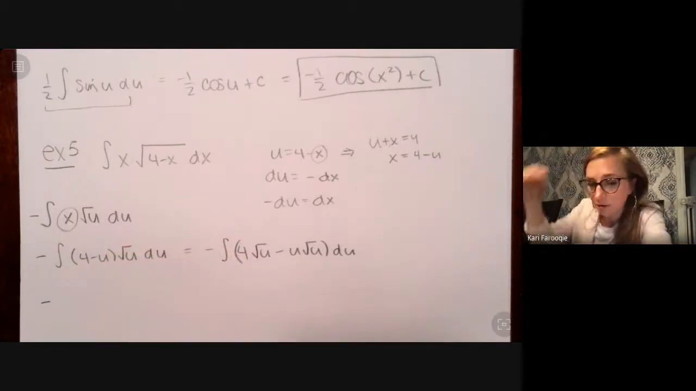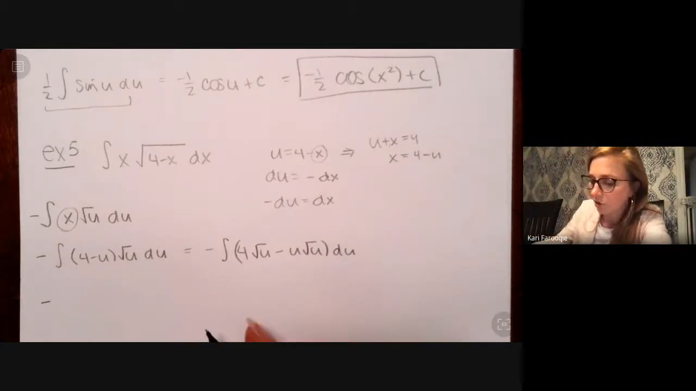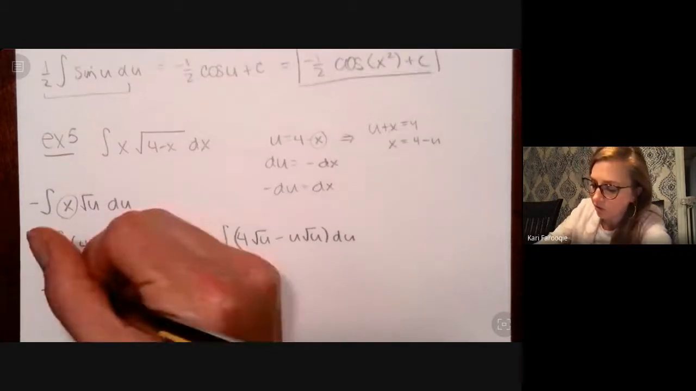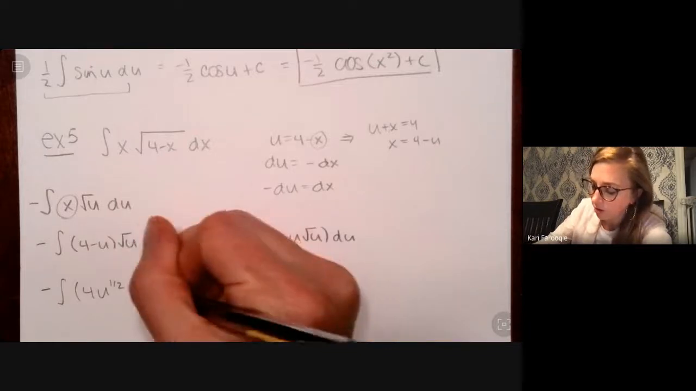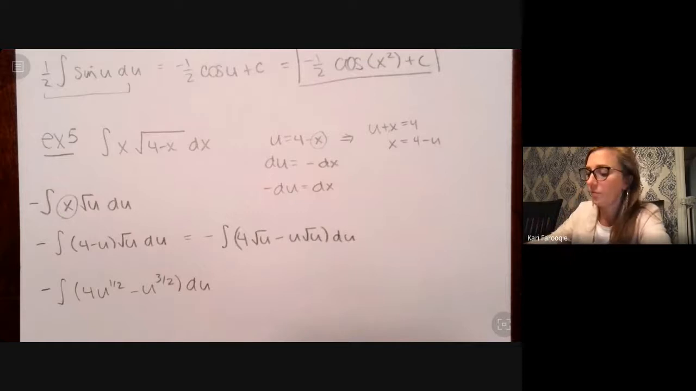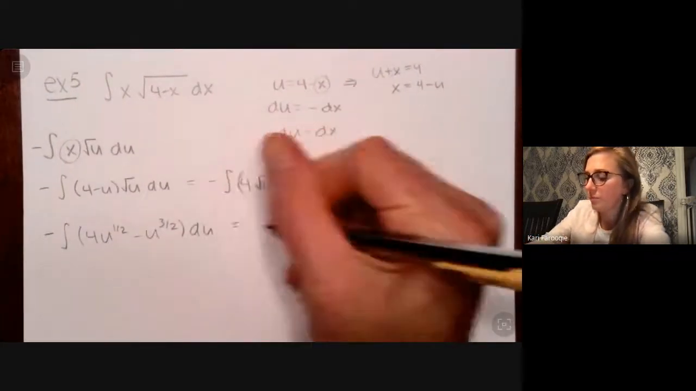Now, if you'd like, I think it'd be helpful to rewrite your radicals as rational exponents. That might be review for you too, if this has been a while. So we would say that this is 4 times u to the half minus u to the 3/2 du. Get used to thinking of u to the 3/2 as u root u. And then you will integrate.